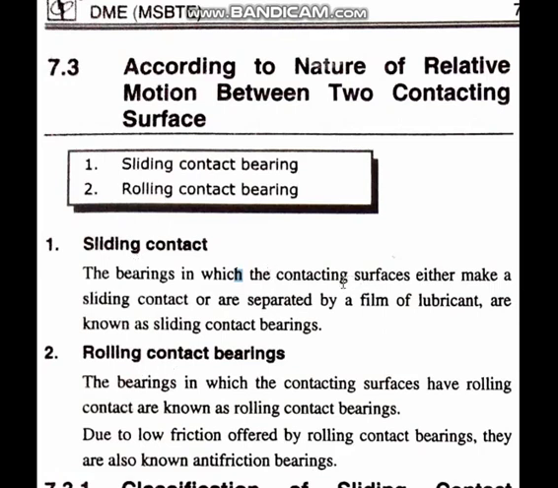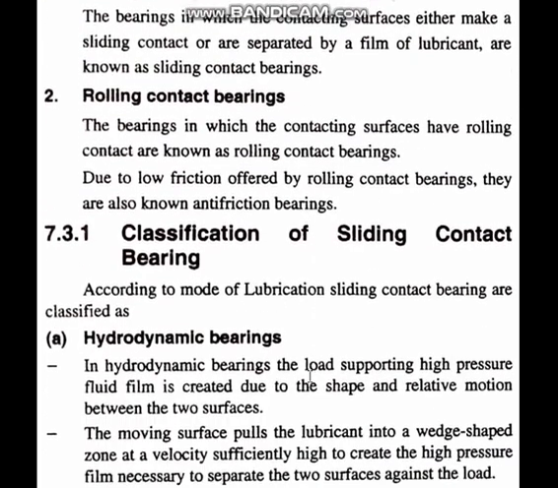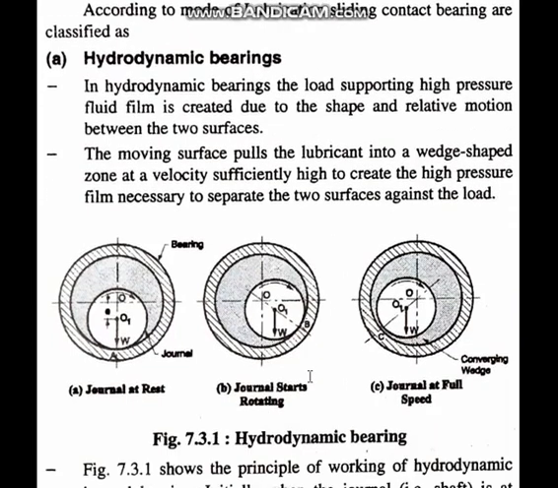Here the surface is making contact, whereas in rolling bearings there is a line or a point contact. If it is a roller, it will be a line contact. If it is a ball, it is a point contact. Therefore there is less friction, and because of low friction they are called anti-friction bearings. And in sliding contact bearings, there are hydrodynamic bearings.